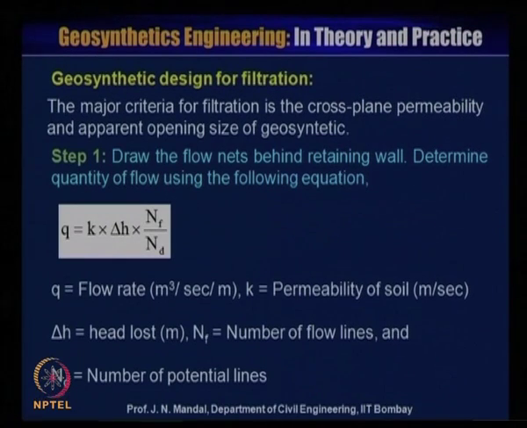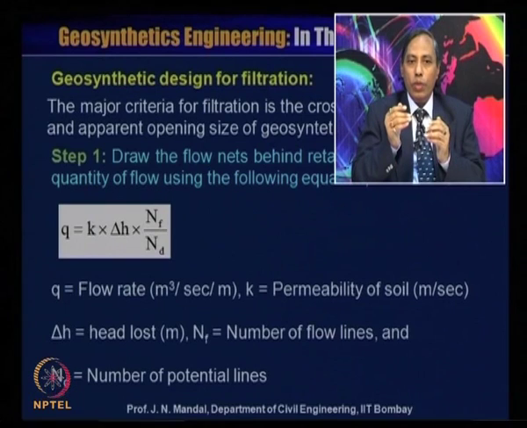Geosynthetics designed for filtration. The major criteria for filtration are the cross plane permeability and apparent opening size of geosynthetics. So, what are the steps? Step 1, first of all you draw the flow net behind the retaining wall to determine the quantity of flow using the following equation. You know that Q is equal to K into delta H into NF by ND.